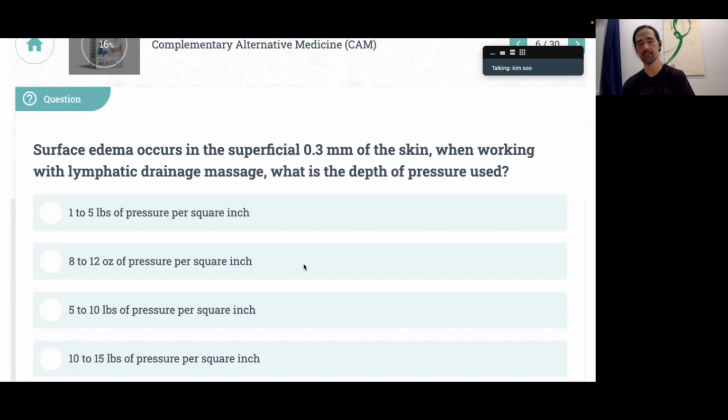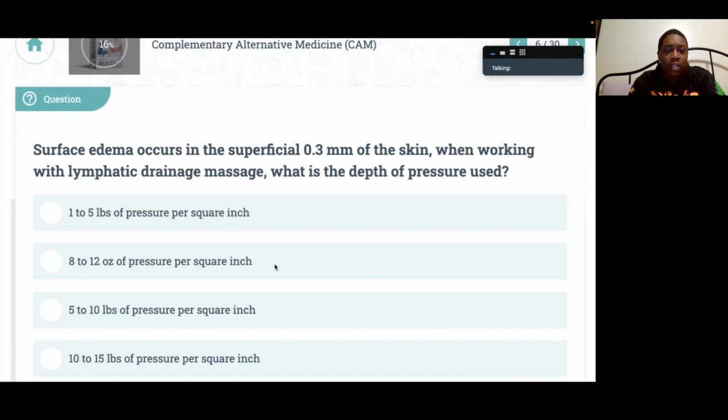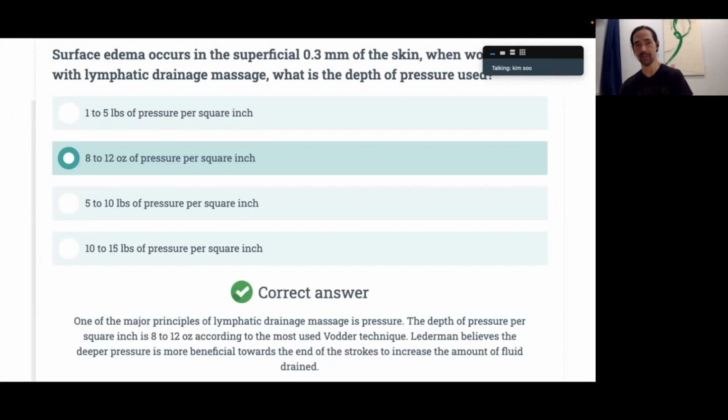What do you think? Take a guess. I would say either the 1 to 5 pounds or the 8 to 12 ounces, because I know you don't need a lot of pressure. That's right. 8 to 12 ounces is the correct answer.